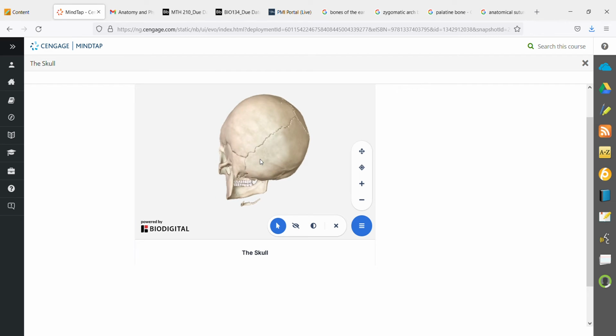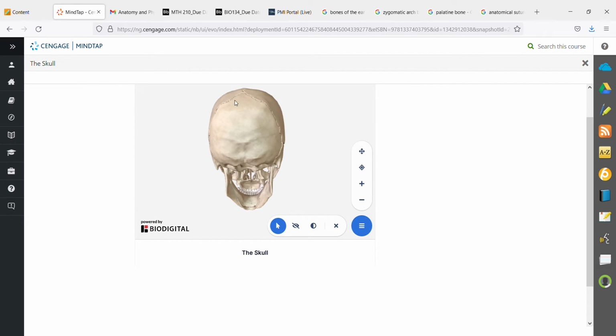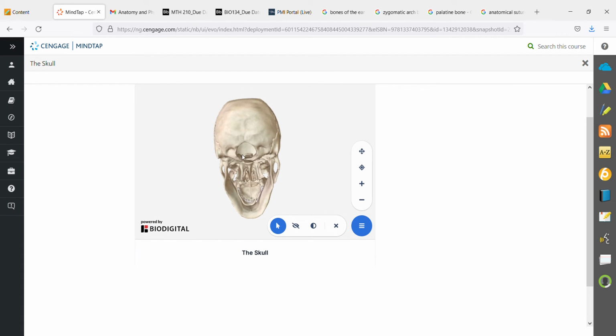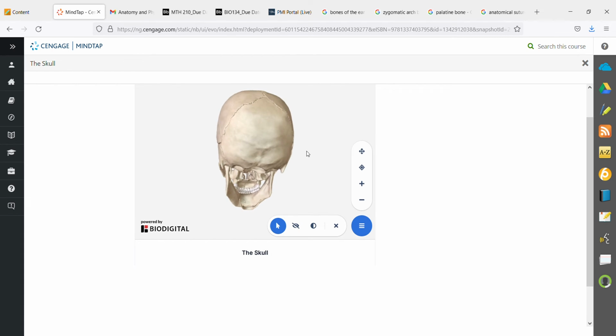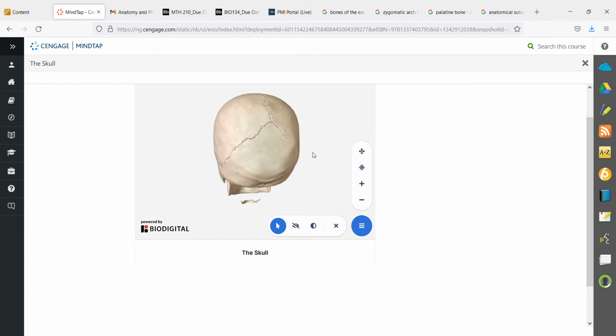Moving to the back of the skull, we have the occipital bone, which is right here, and that leads to the foramen magnum. That is the primary location where the spinal cord leaves the skull from your brain, so that we can actually function as humans.